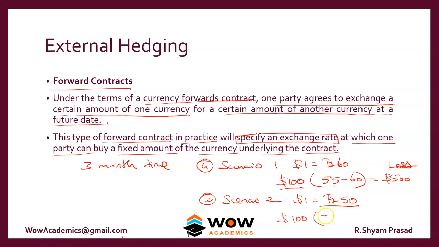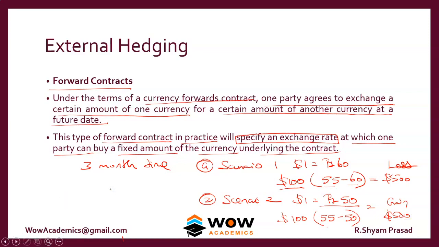In that case, the bank has promised to give you 55, but the spot rate in the market is only 50. So if you convert in the current market, you will get only 50 rupees, but the bank has promised to give you 55. So now you will effectively earn 5 rupees per dollar additionally. So you will get a gain of around 500 rupees. Okay, so that's how it works.